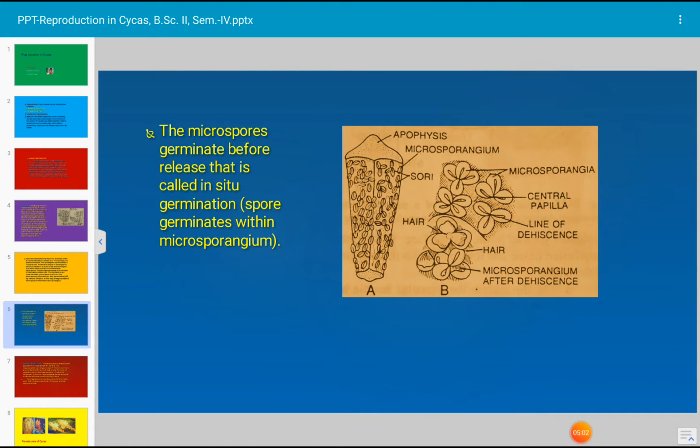This is the photograph of the microsporophyll. The microspores germinate before release, that is called in situ germination. That is, the spore germinates within the microsporangium. This photograph is shown. The microsporangium is there. The apophysis is shown in the photograph, and several microsporangia are shown. Okay, next.